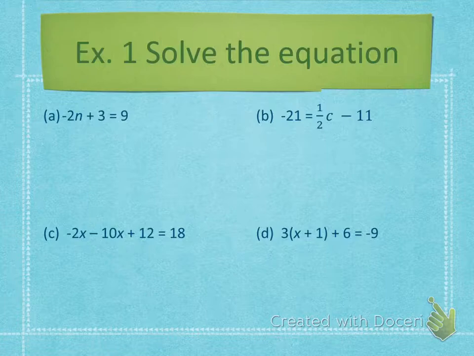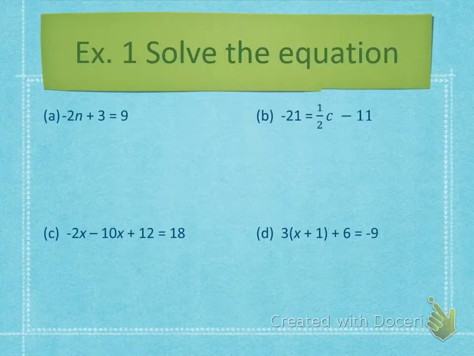Now, based off of what we did yesterday, what's the variable in letter A? N. Okay? How many things are keeping N from being alone? 2. All right? So the question is, which one do we move first?